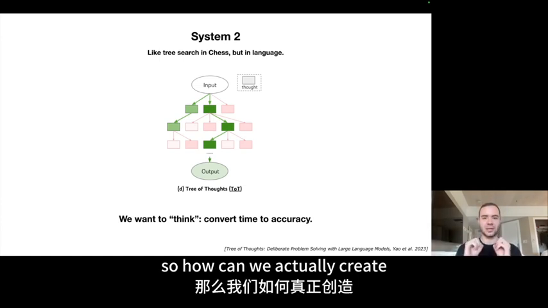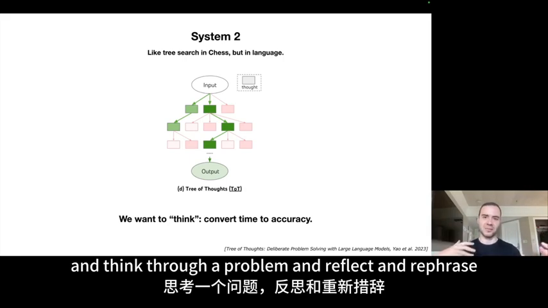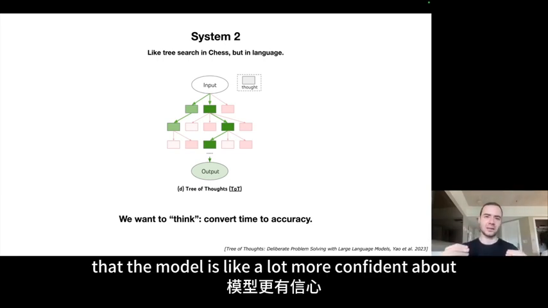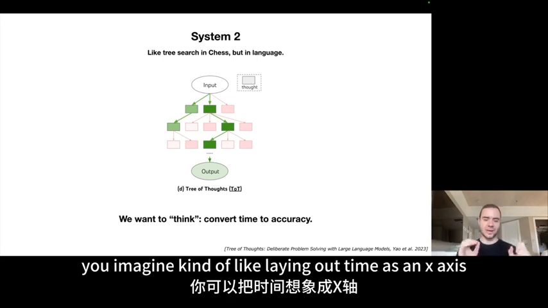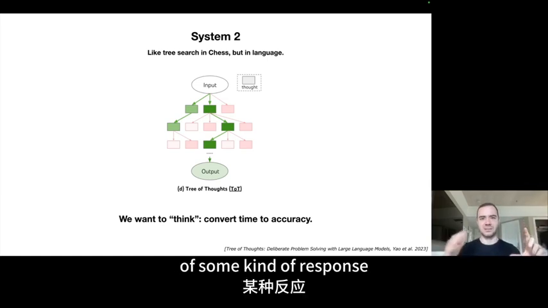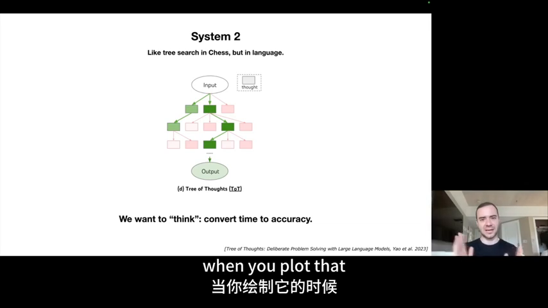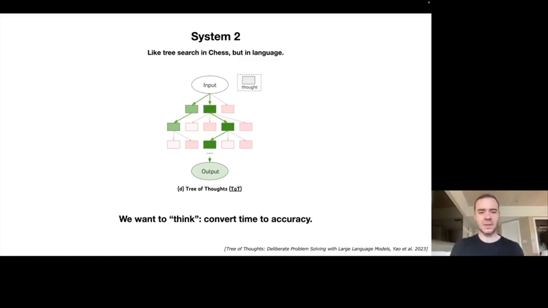So how can we create a tree of thoughts, think through a problem, reflect and rephrase, and then come back with an answer that the model is a lot more confident about? You imagine laying out time as an x-axis and the y-axis would be the accuracy of some kind of response. You want to have a monotonically increasing function when you plot that. Today that is not the case, but it's something that a lot of people are thinking about.